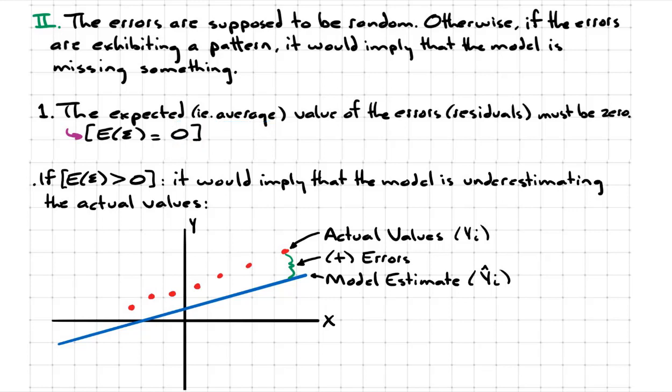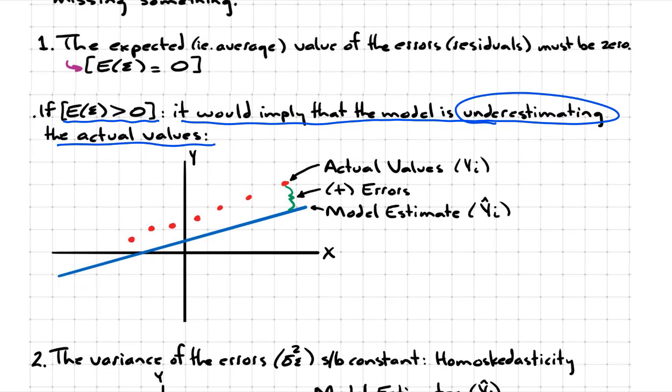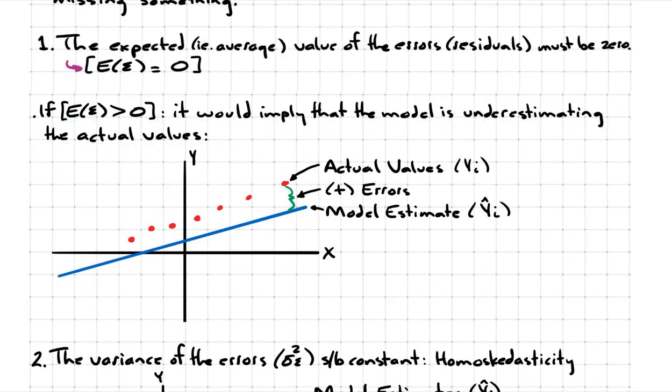So what would happen if the expected value of the errors was positive? It would imply that the model is underestimating the actual values. And here's an illustration. I know it seems counterintuitive.